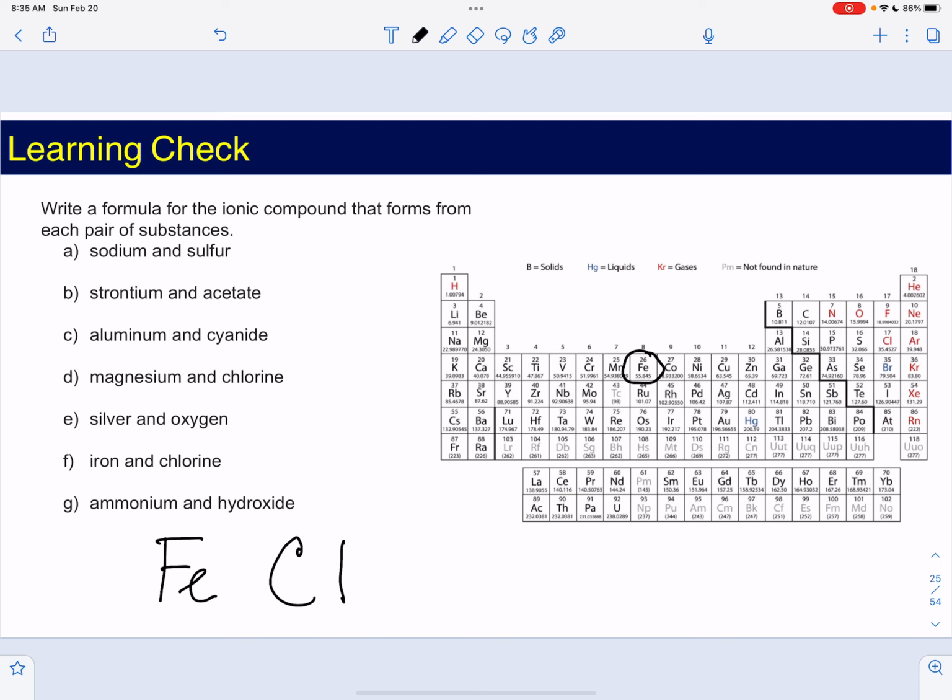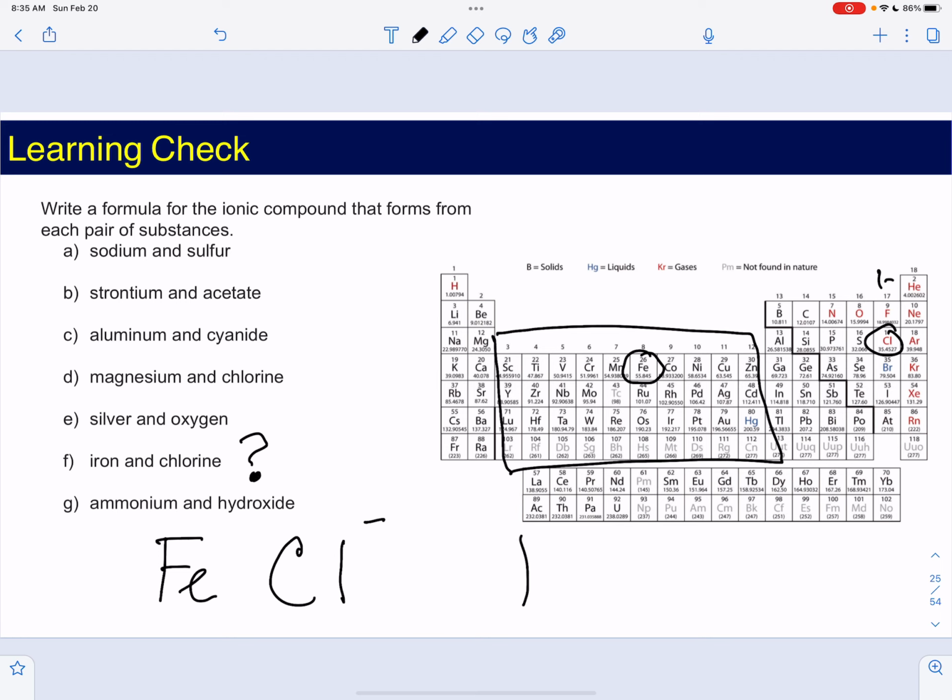Iron is here. Ooh, be careful, be careful, be careful. We're dealing with transition metals. Chlorine is here. I know chlorine is -1. Iron is a transition metal that I know is going to have more than 1 charge. I can tell you about silver, cadmium, and zinc, but not about iron. So I cannot answer this question, not with the information I have.